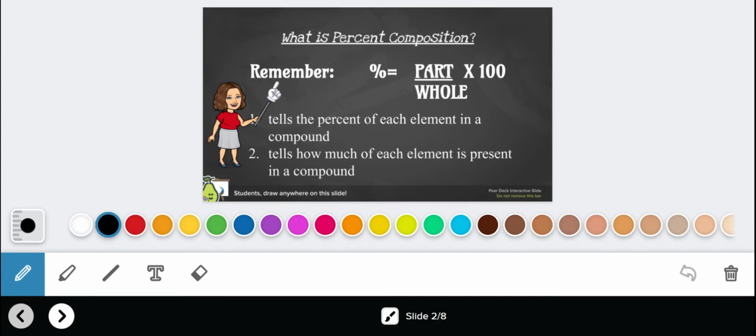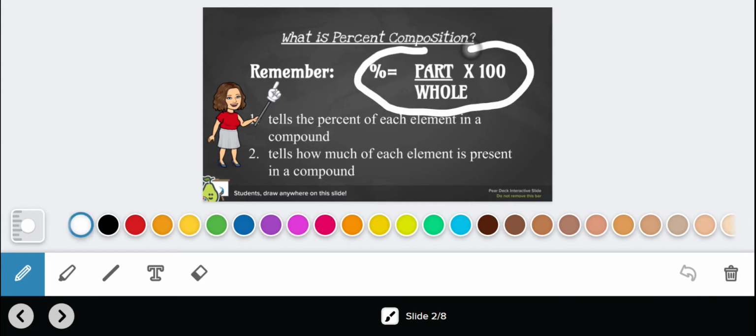So percent composition is where we take the percent of each element in a compound and we tell how much of each element is present in the compound. If you recall, the equation for a percentage is part over whole times 100, right? And so when we're talking about compounds, we're looking at the same kind of thing. Only thing is that the part is the element, and the whole compound, that's the whole, okay? So when we're thinking about percentages in terms of compounds, that's what we're looking at. The element is the part, and the compound is the whole.